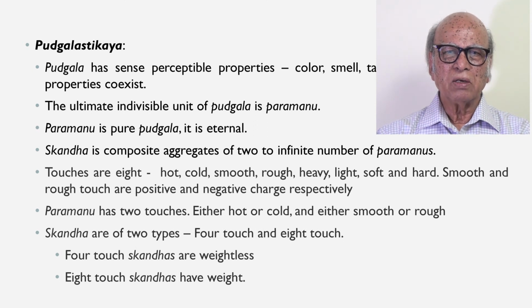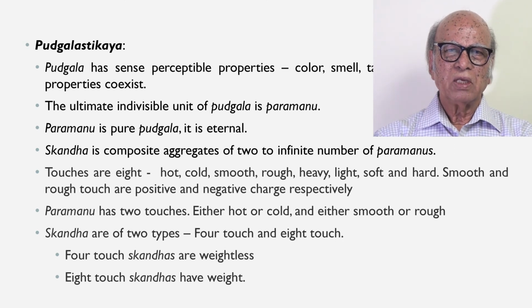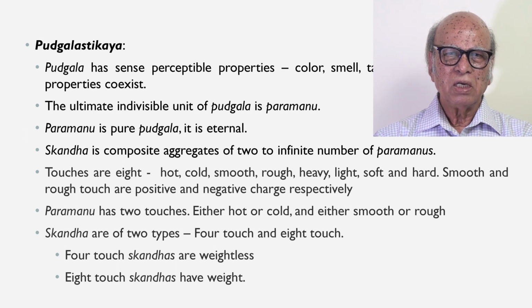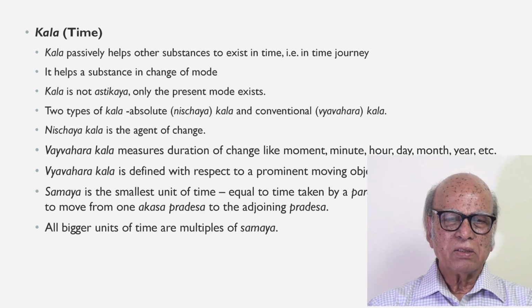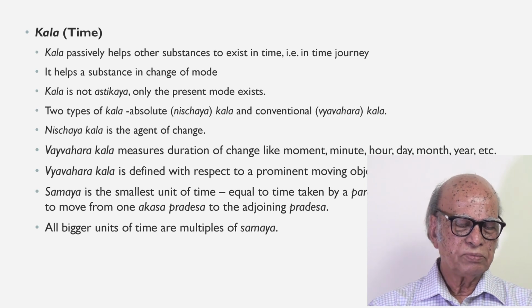The common matter which we see all around us is 8 touch matter. All the objects which you can see with your eyes are 8 touch matter. We cannot see 4 touch matter. That is very, very fine, subtle kind, and that matter is not visible to us. It is only the omniscient person who can see that, and it is because of his knowledge that we know that such and such matter exists. Then lastly, we have another substance known as Kal.